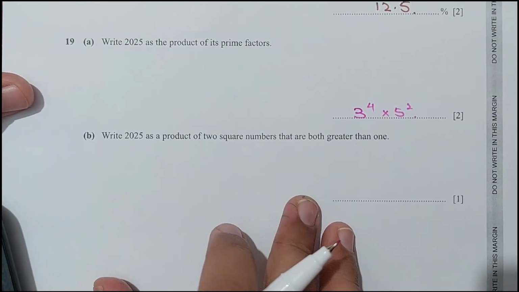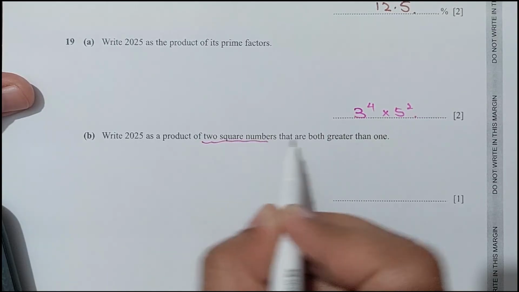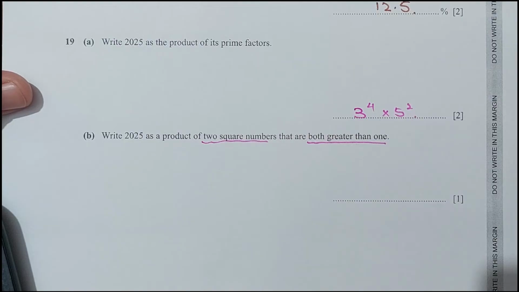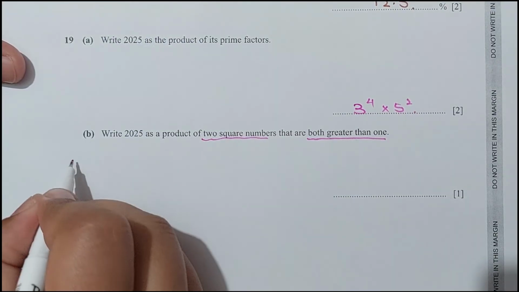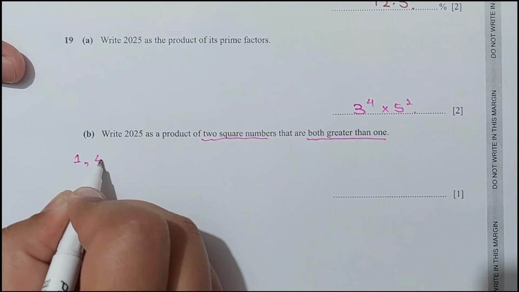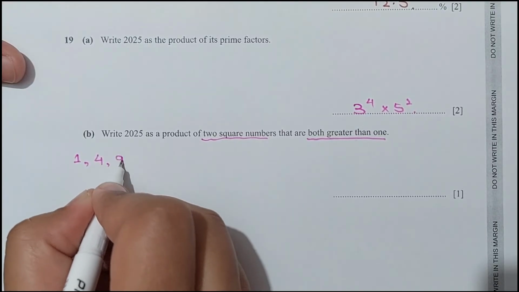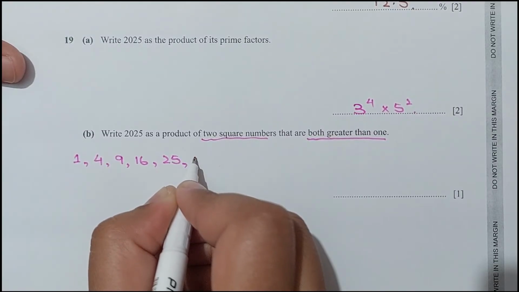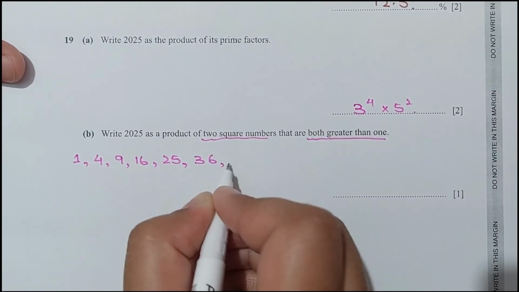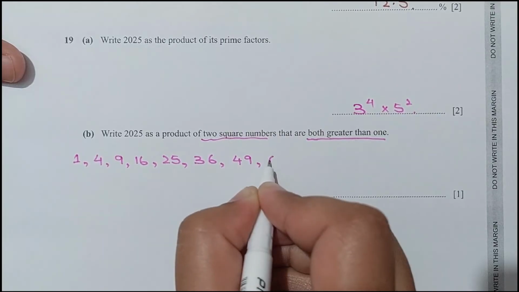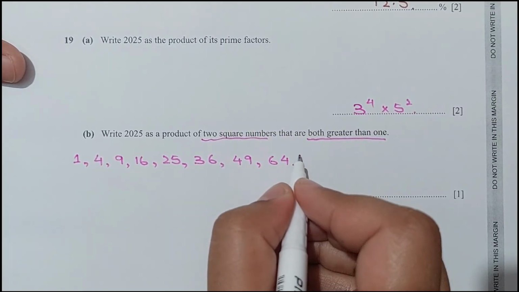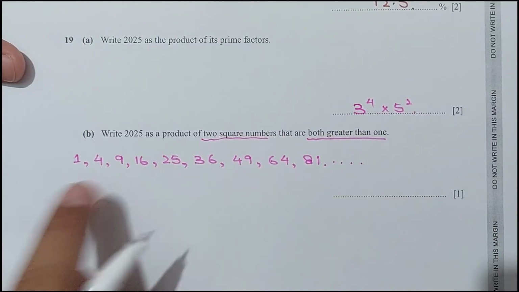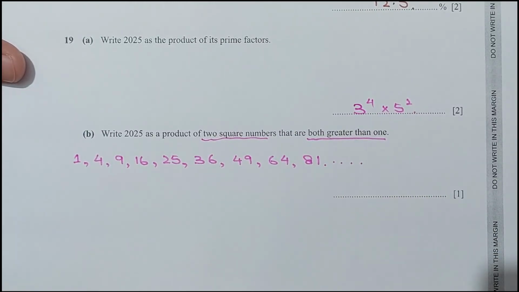Write 2025 as a product of two square numbers, both greater than 1. Okay, so the square numbers: 1 square is 1, 2 square is 4, 3 square is 9, 4 square is 16, 5 square is 25, 6 square is 6 times 6 is 36, 7 square is 49, 8 square is 64, and 9 square is 81, and so on. So these are the first 10 square numbers.